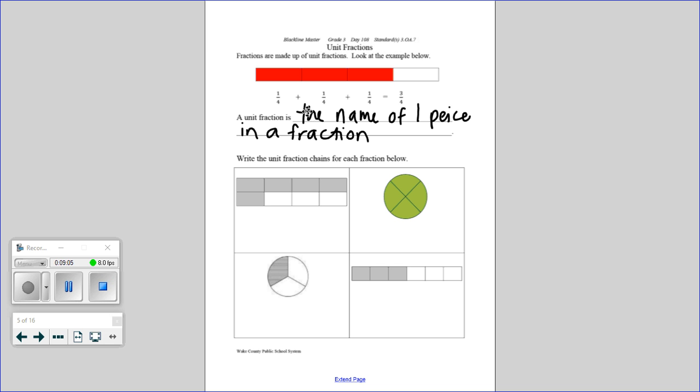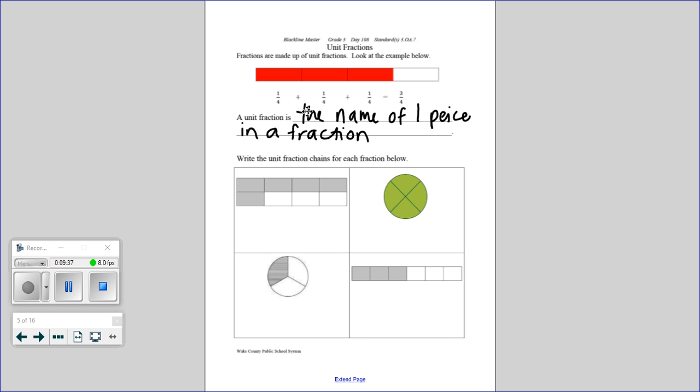So you're writing that a unit fraction is the name of one piece in a fraction, and then you're drawing that same bar at the top of my smartboard. I just did it over here too, so you can see. It's almost like a bar model. It is like a bar model, yep. So each of these pieces has a name. Those are called unit fractions.